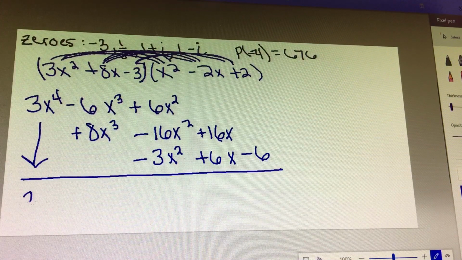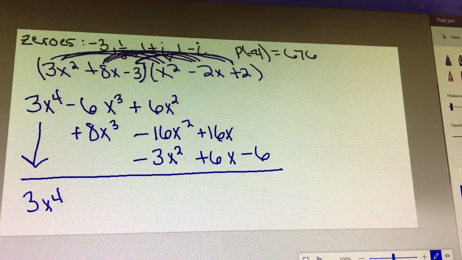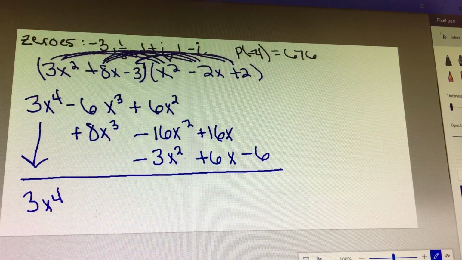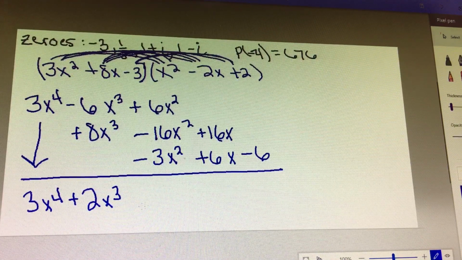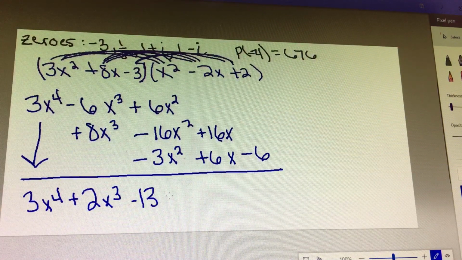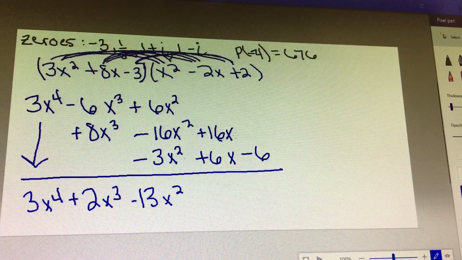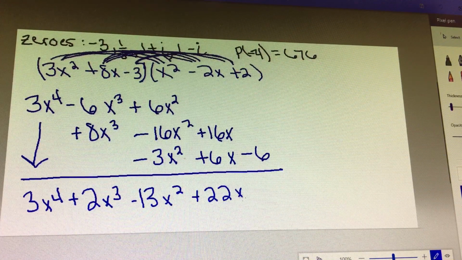Now I want to combine all of my like terms. So bring down your 3x to the 4th. Then you have 6x cubed plus 8x cubed gives you 2x cubed. Then you have 6 minus 16, that's negative 10, minus 3, negative 13x squared. 16x plus 6x, I get a 22x, and negative 6.